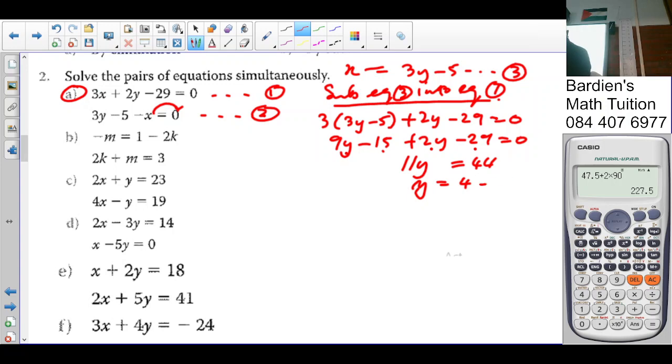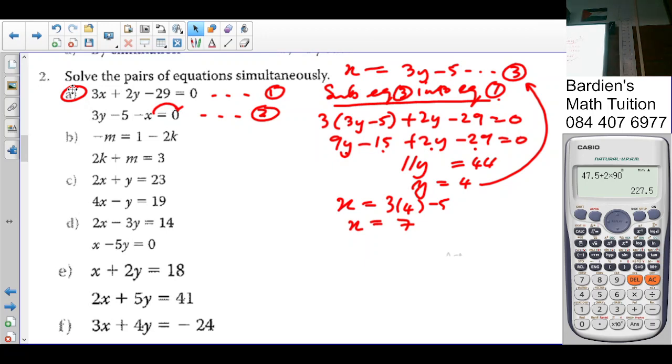Okay, so what do we do with that? We substitute it back into equation 3. So x is equal to 3 times 4 minus 5. 3 times 4 is 12 minus 5 is 7. Is that what I got earlier on? Okay. Where did you make a mistake? So, after we substitute equation 3 into equation 1. You made a mistake in deriving equation 3.